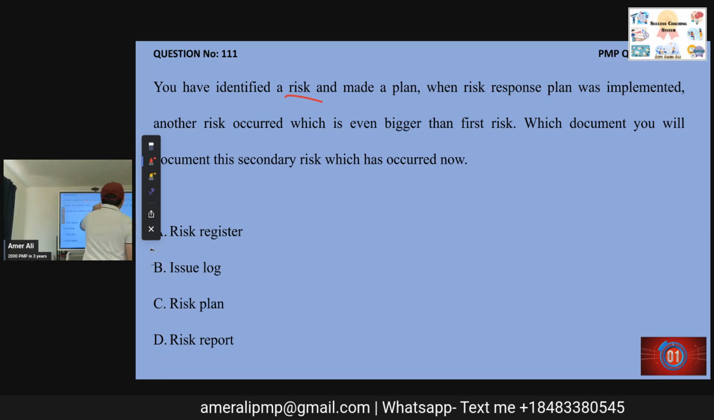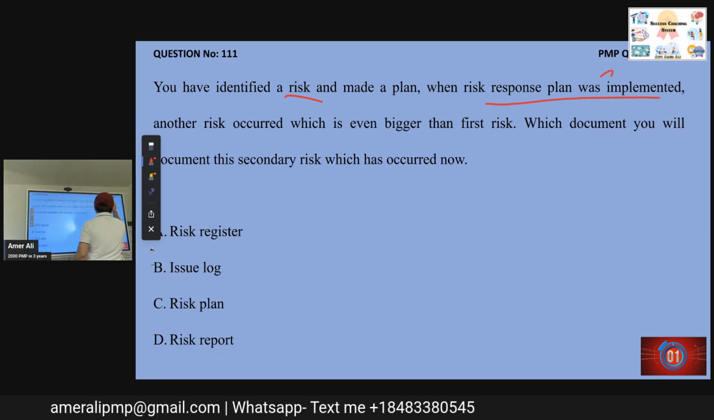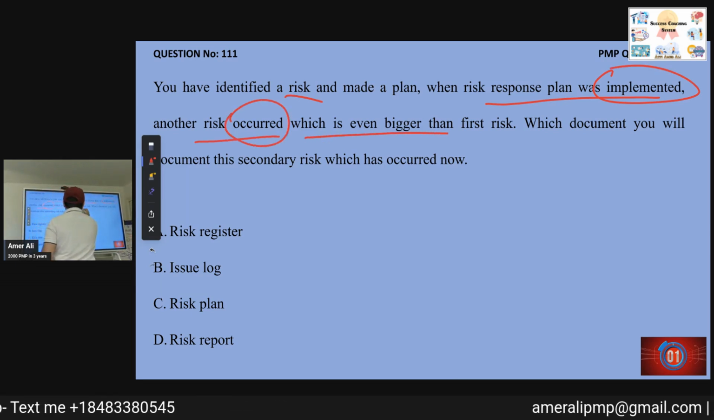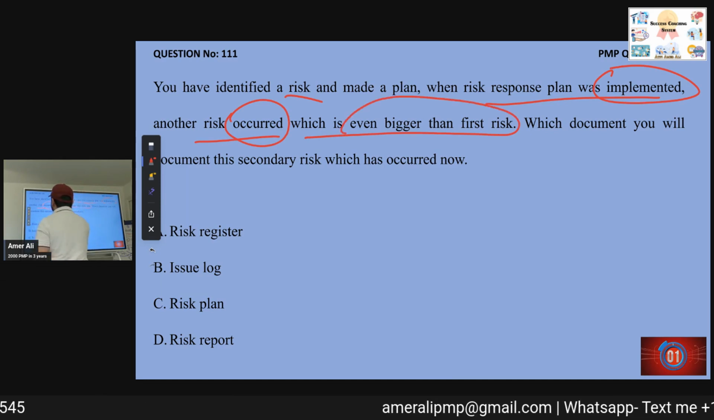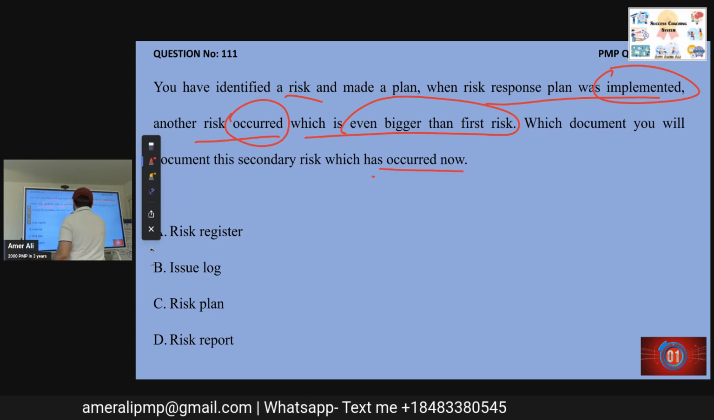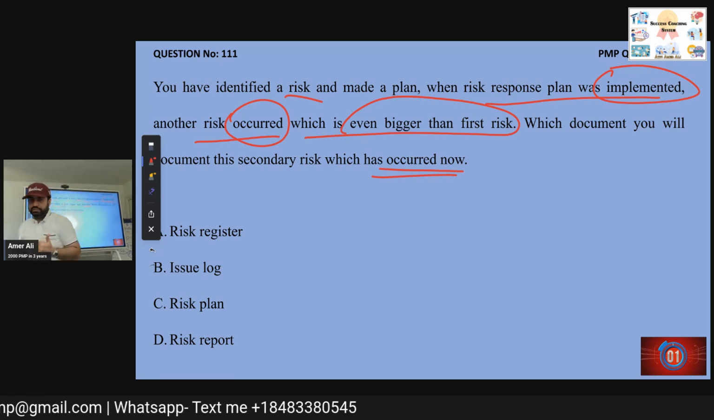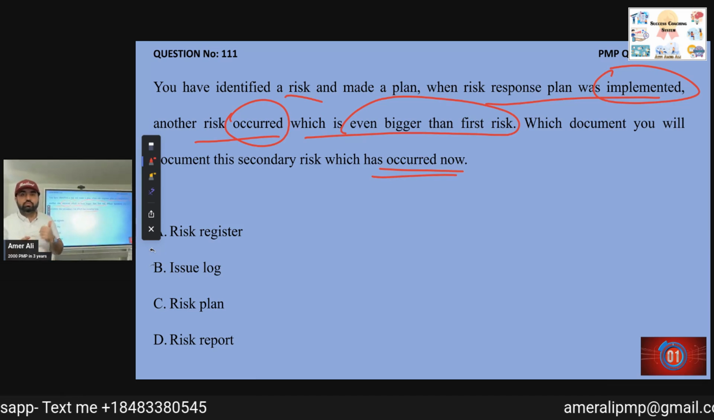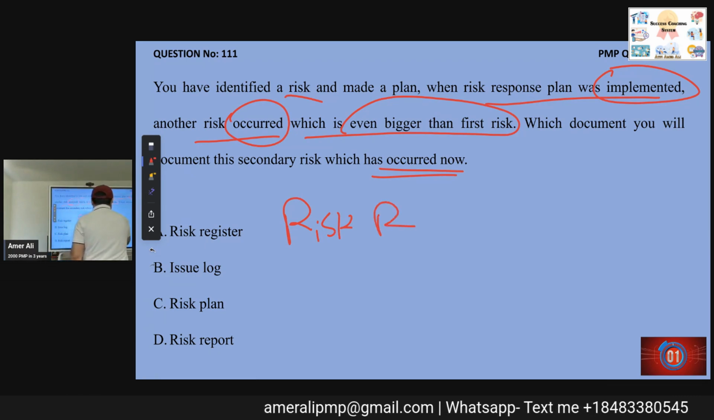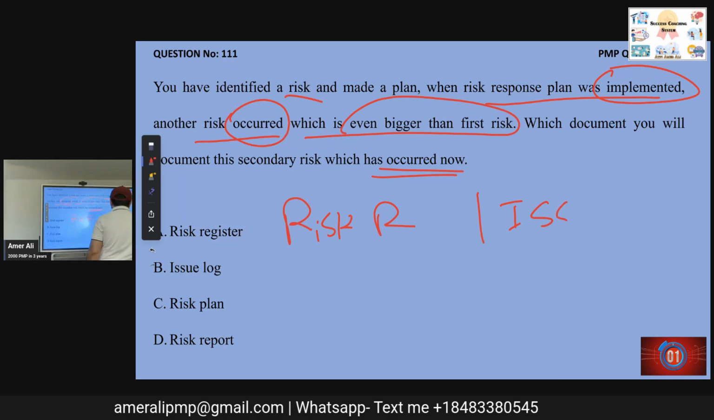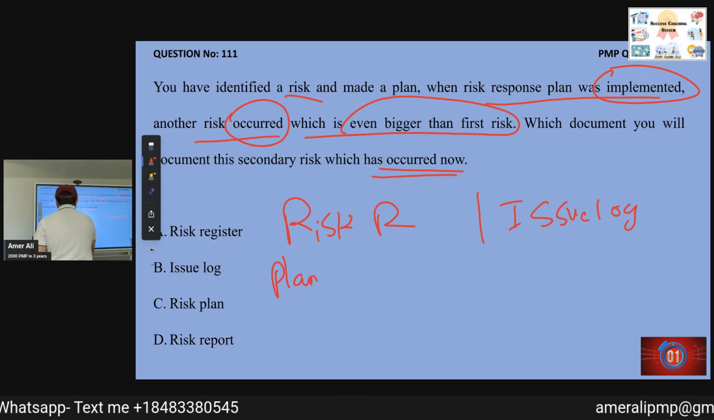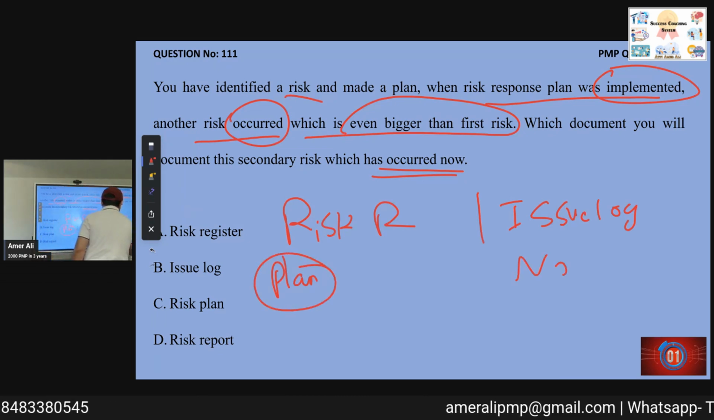You identified a risk when risk response plan was implemented. Another risk occurred, which is even bigger than first risk. Which document will you use to document this secondary risk which has occurred now? Again, going back to the previous thing. Risk register versus issue log. Anything which has a plan, it goes here. No plan, it goes there.